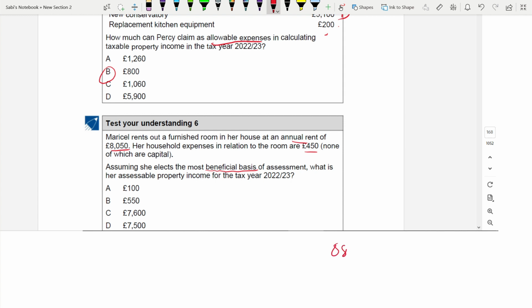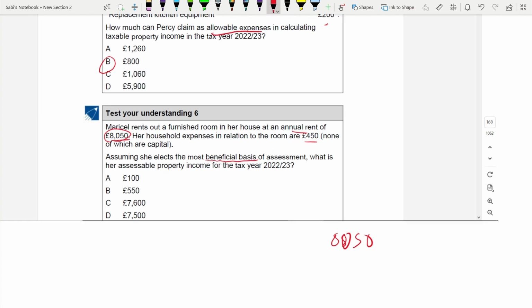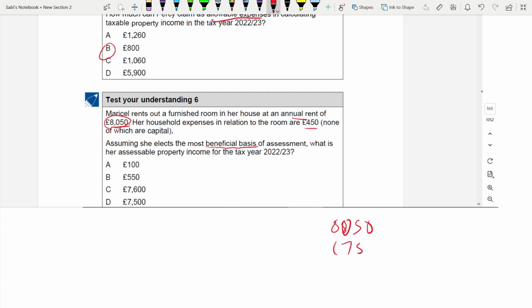So 8,050, remember, when we are deducting, are we deducting 850 and 450 and then taking it from 7,500? No, gross rent received. In gross, you only have to take the rental received. This should be more than 7,500, you don't deduct the expenses and then decide whether less than 7,500 or not. So 7,500, what is the amount? 550.